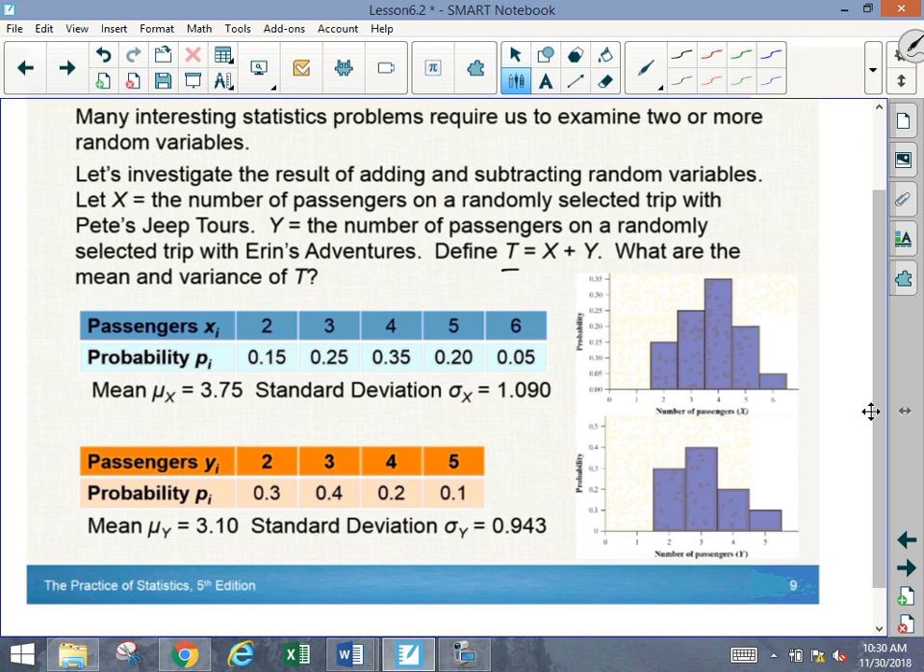Yeah. So this is just showing you the two distributions and their means and standard deviations. We're going to combine them now.